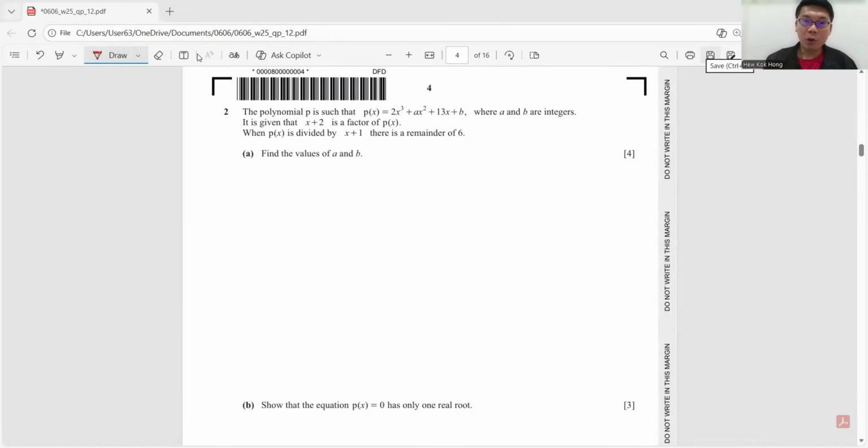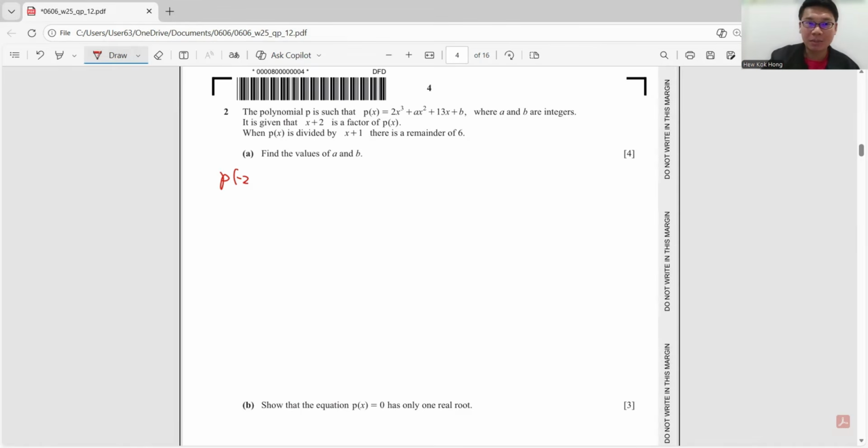Question 2. The polynomial p is such that px is this, where a and b are integers. It is given that x plus 2 is a factor of px, which means when x is minus 2, my whole equation equals to 0. And then when px is divided by x plus 1, which means we substitute in x equals to minus 1, there is a remainder of 6. So find the value of a and b. We substitute in my x with minus 2.